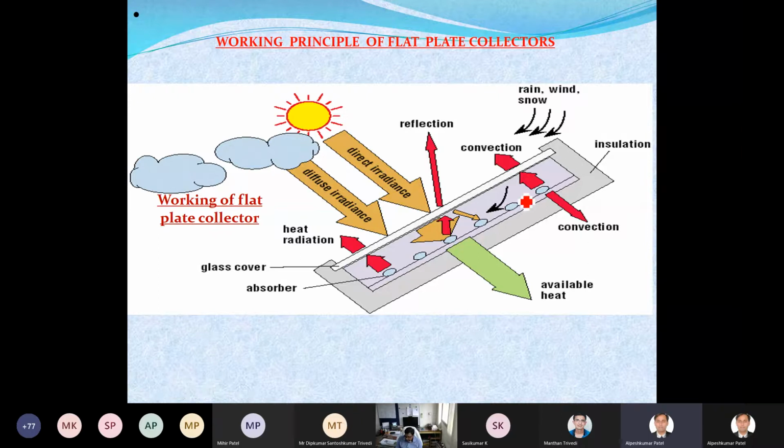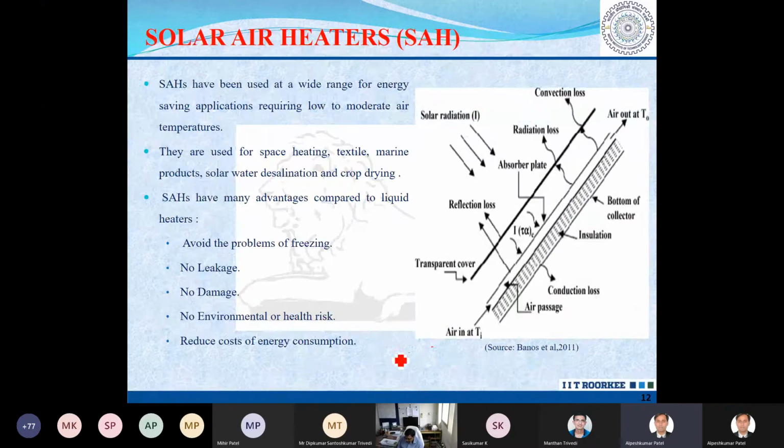So here, this is a little bit confusing, but in the simplest way, I'm talking about what we have to do. The solar radiation, some amount is falling and is transmitted. After transmission, it is absorbed, and that heat is collected. This side is insulated, because we want to reduce all kinds of losses. From the top we have convection and radiation also, but on this side we have conduction.